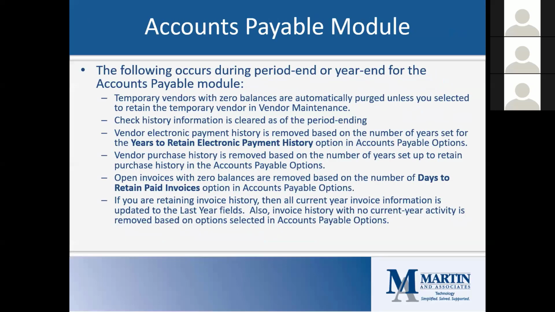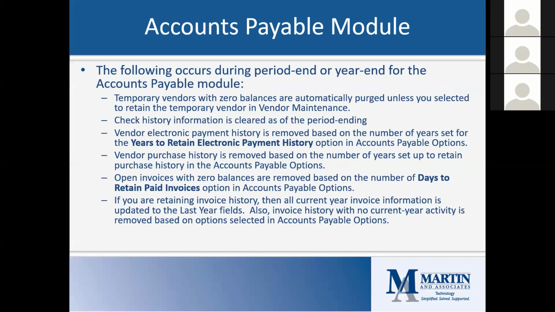Let's talk about the accounts payable module. So, during year end or period end processing for the accounts payable module, the following things will happen. If you flagged a vendor with a status of a temporary vendor, any temporary vendor that has 0 balances will be purged from the system, unless in vendor maintenance, you check the checkbox to retain the temporary vendor. Okay, so you can tell some temporary vendors to stay out there by checking that box. But any vendor that has a status of temporary, they have no open invoices, it'll basically purge them out of the system as part of the close.